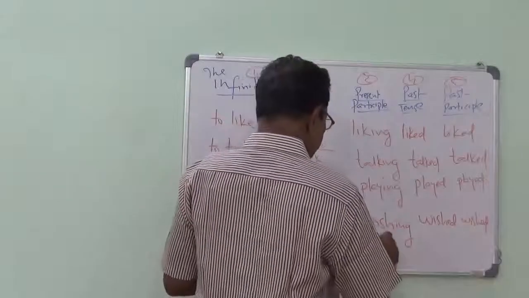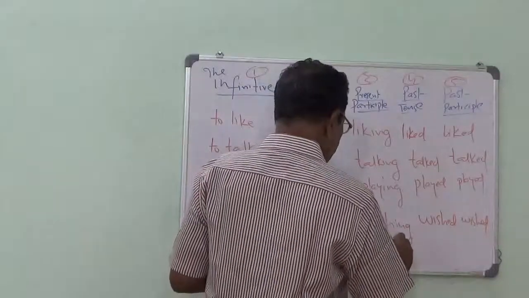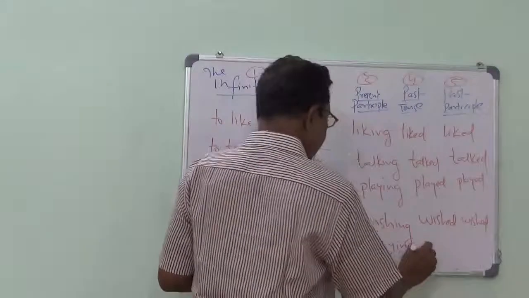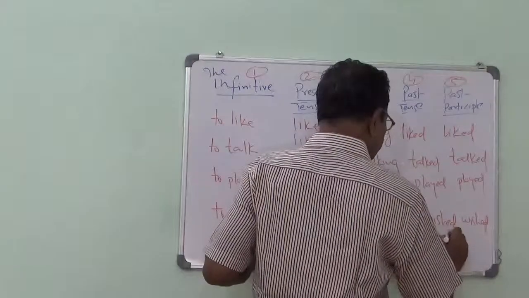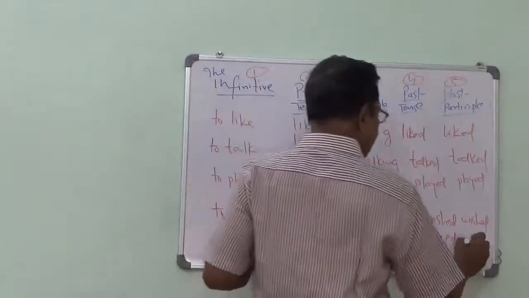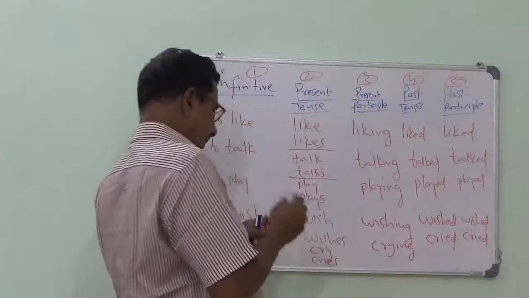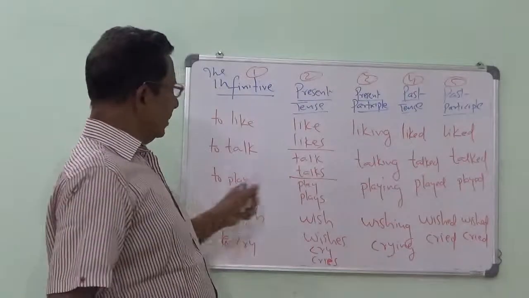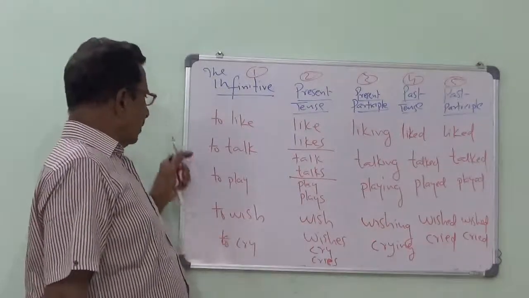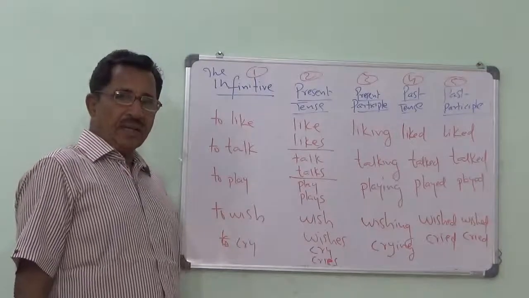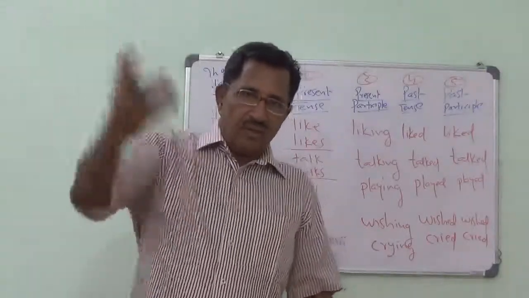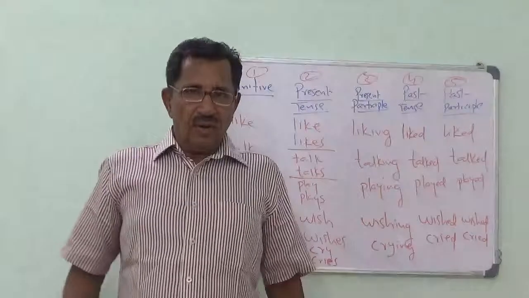So cry, crying, cried. Here the y becomes i, and we get cried. That is spelling. So these are different forms. We have taken five of them. Now what you should do is take some 25, 30 verbs like this.